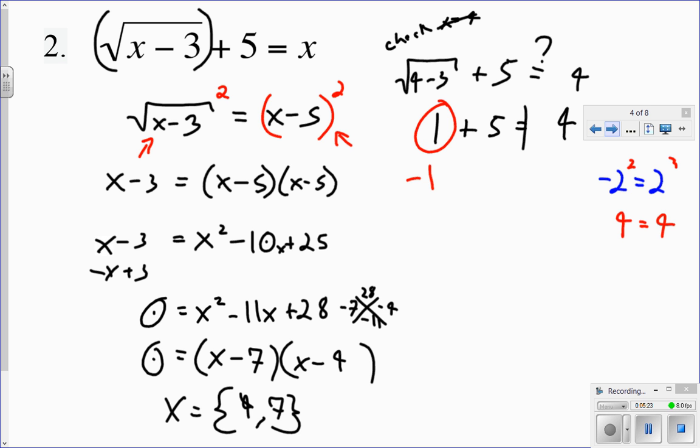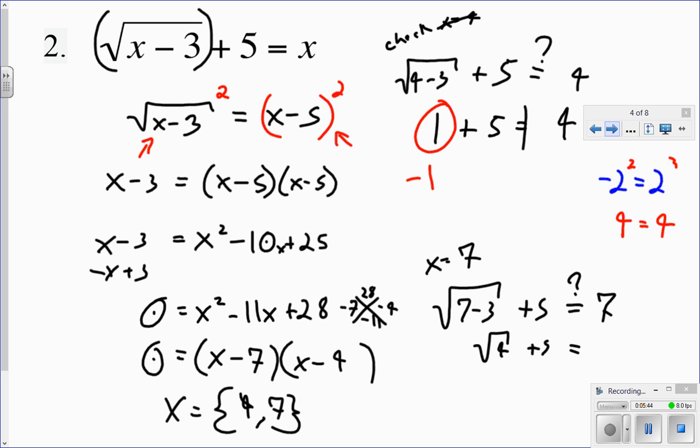Let's go ahead and check our other one here. If we have x is equal to 7 and I plug it in, I get the square root of 7 minus 3, plus 5. Is that equal to 7? Well, 7 minus 3 is going to be 4, so the square root of 4 plus 5 is equal to 7. The square root of 4 is 2, plus 5 is 7. That one is going to be a solution.